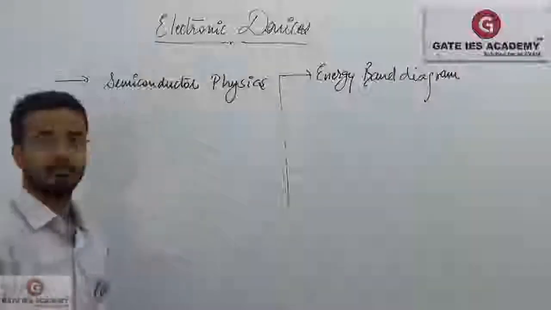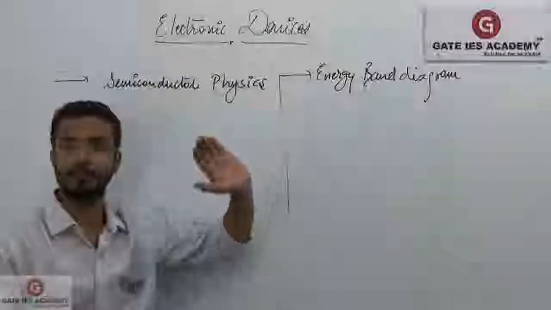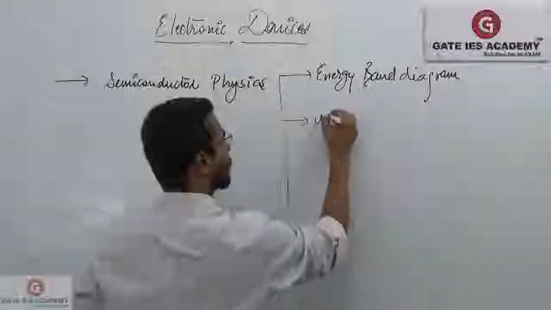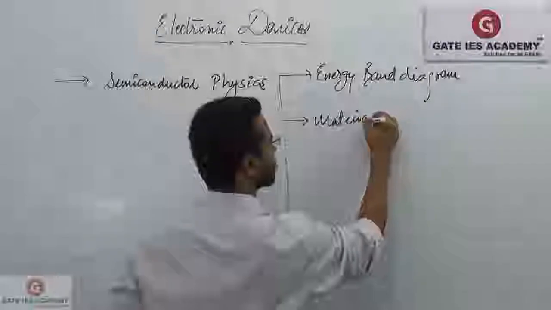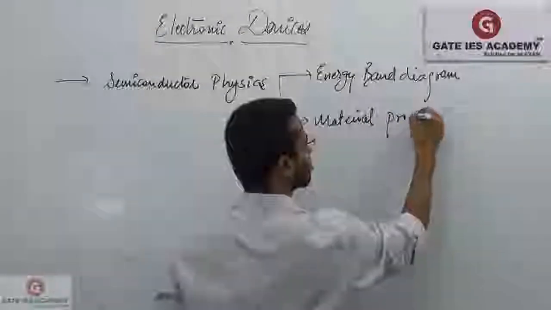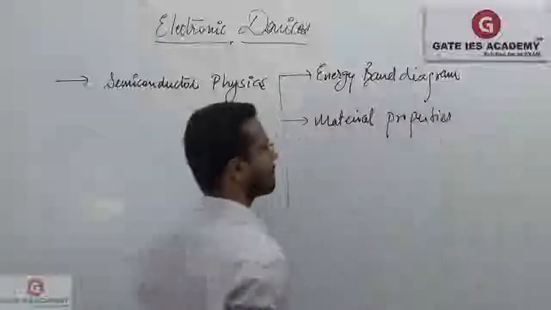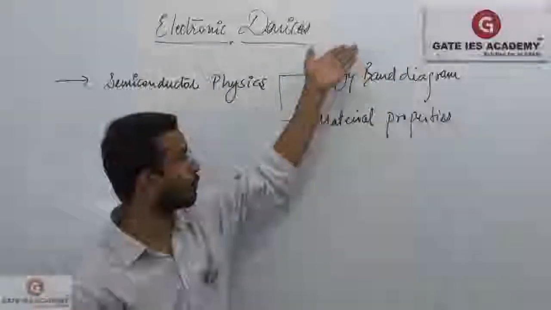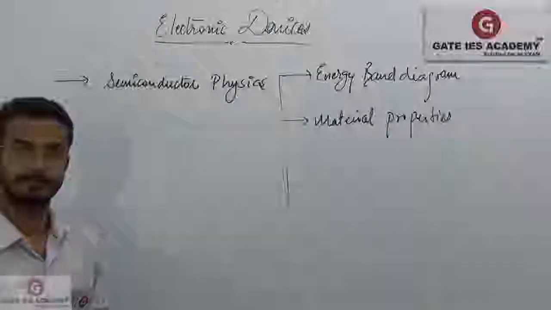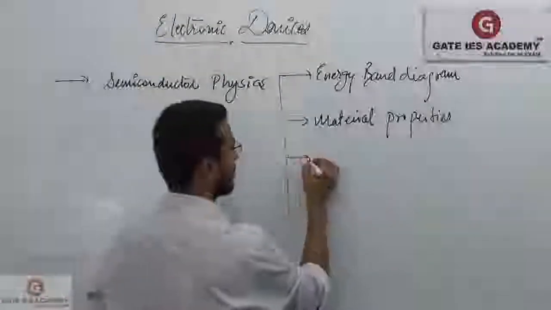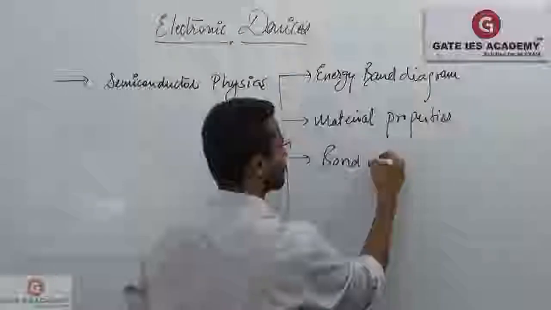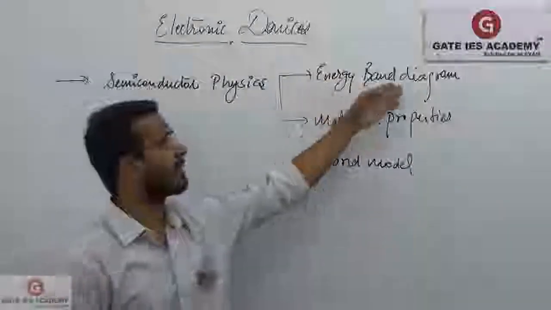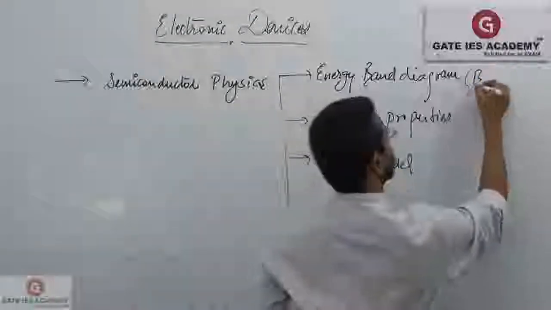This is very important from the GATE point of view. Then material properties. I will start from material properties, then go to the energy band diagram at the last. Then the bond model, and the energy band diagram is also known as the band model.